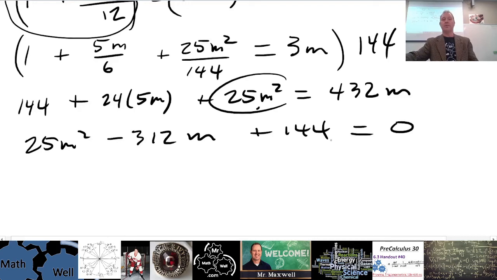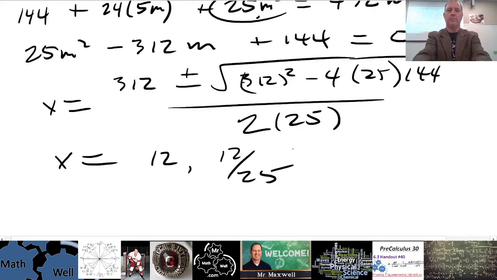Now at this point you have some options. Quadratic formula, you can plug in the quadratic formula, or you can graph it. If you have a graphing calculator, you can throw this into y equals, find the intercepts. You could factor it, you could complete the square, you could do all sorts of things. It's just a quadratic, so you have all sorts of skills to solve a quadratic. So let's plug it into the quadratic formula.